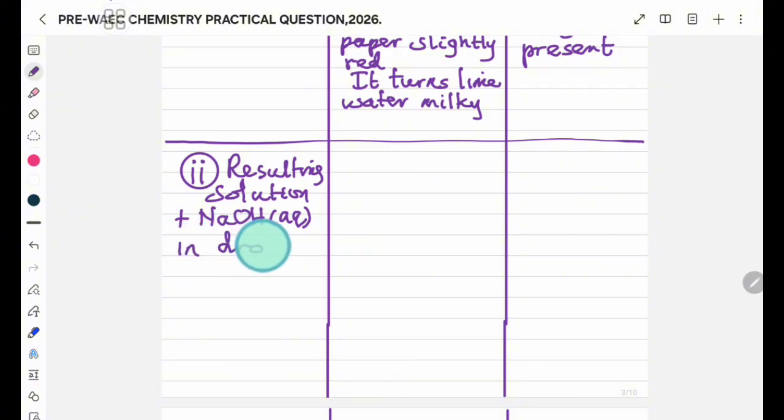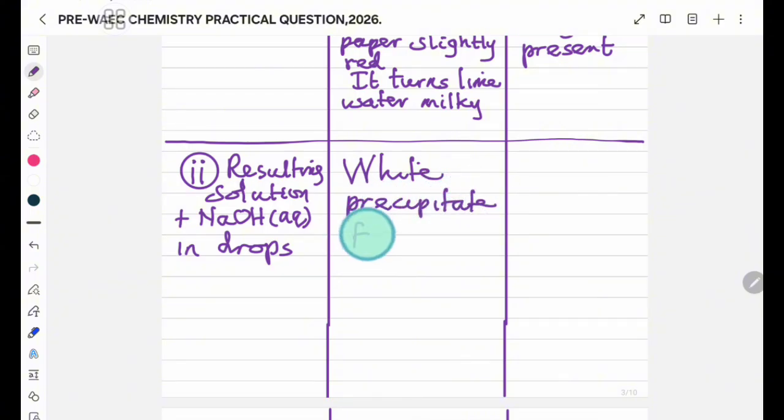First, when you add in drops, what should you observe? White precipitate will be formed. Now let me say this.